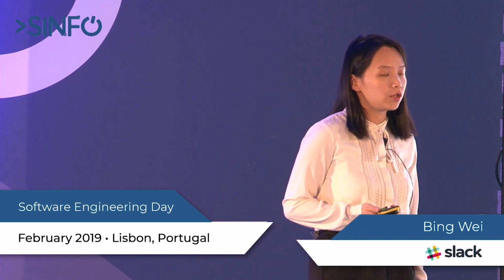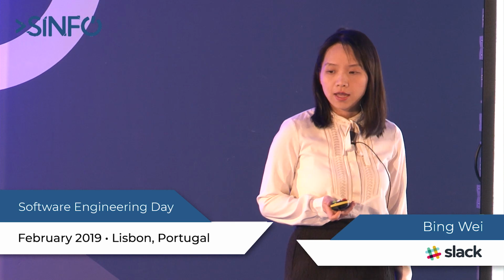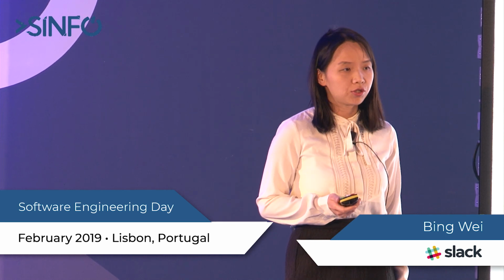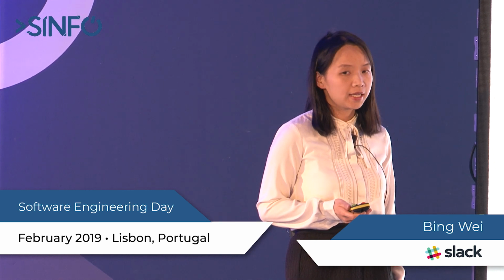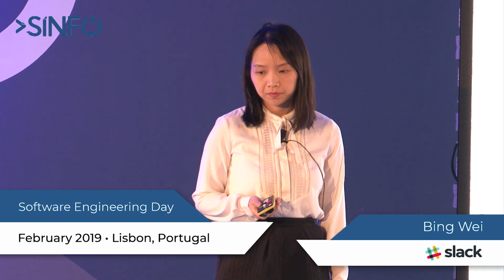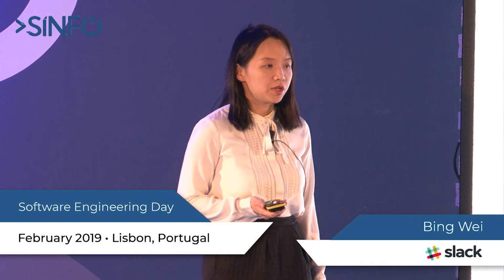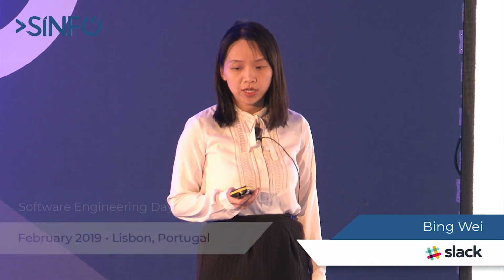Slack was launched in 2013, and throughout the six years, we grew to 10 million daily active users today. I will show you some numbers that demonstrate the rate of growth. In 2016, we had 4 million daily active users. Our biggest team had 20,000 users. And at peak, we had 2.5 million simultaneous connections.